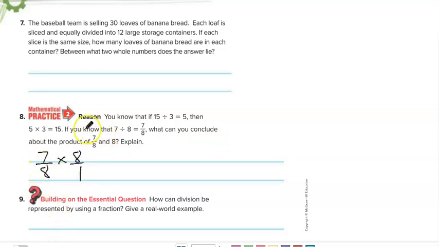Now you should realize that this is 7. So we are just using kind of the same factors and products. These are all within the same number family. So the product of 7/8 times 8 is 7. Same thing with 15 divided by 3 is 5. 5 times 3 is 15 because the product of a multiplication problem and the dividend of a division problem should be the same.